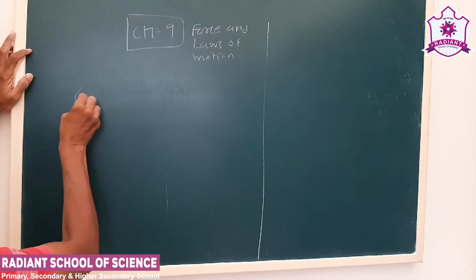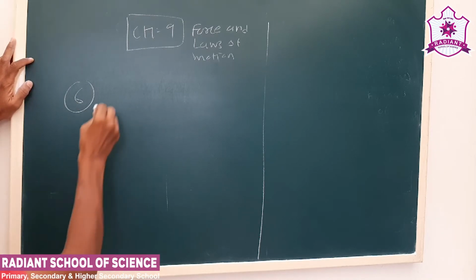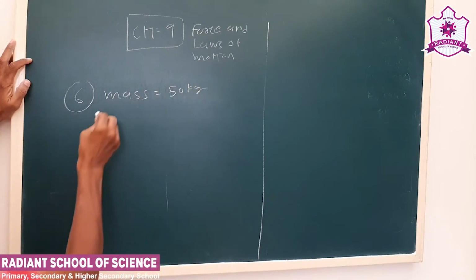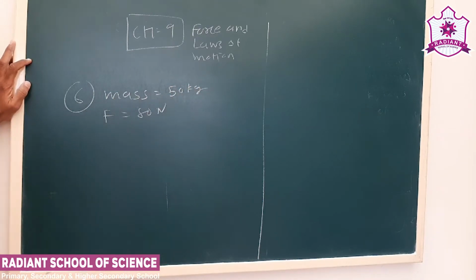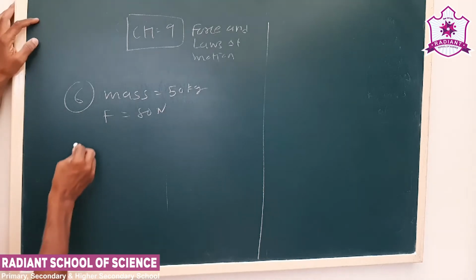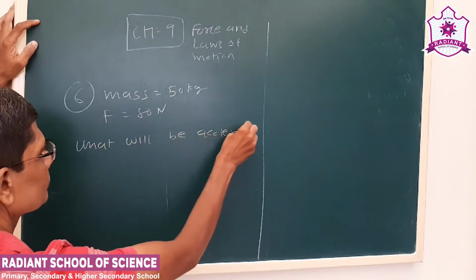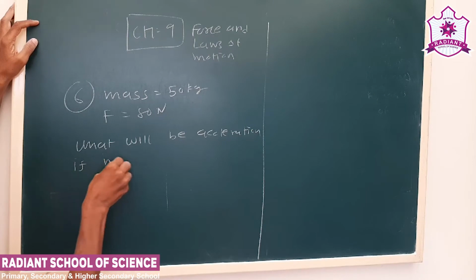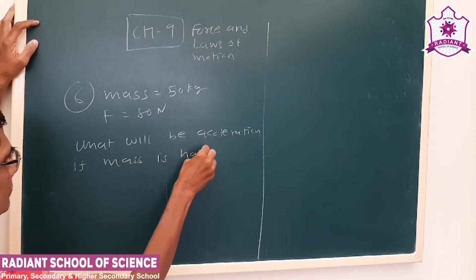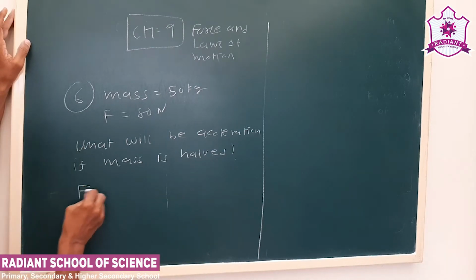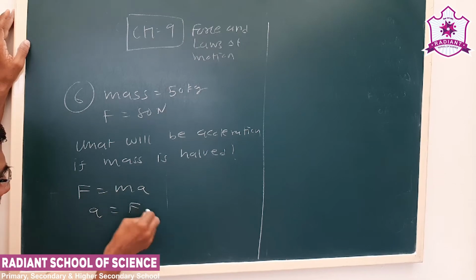Now see the next question. A man pushes a box of mass 50 kg with a force of 80 Newton. What will be the acceleration? Then, if the mass is made half, what will the acceleration be? Now first we use the equation F is equal to ma, a is equal to F upon m.